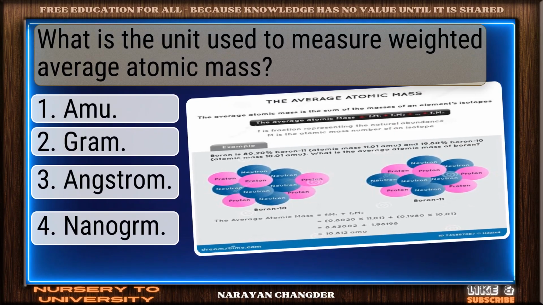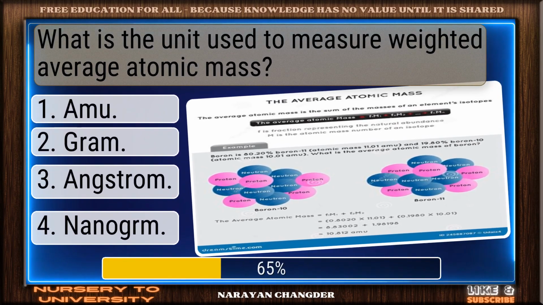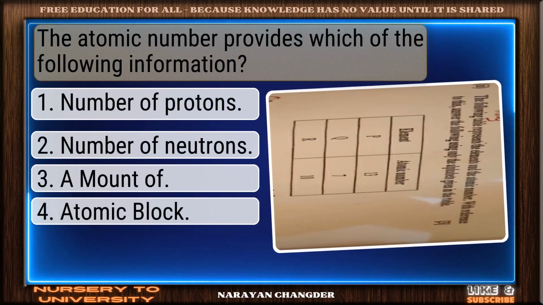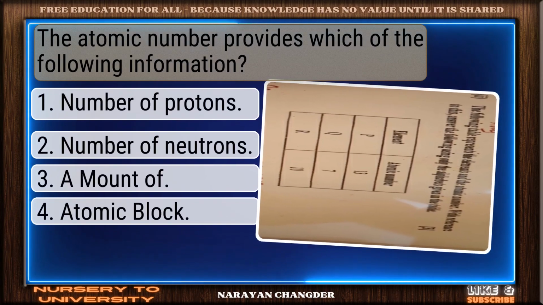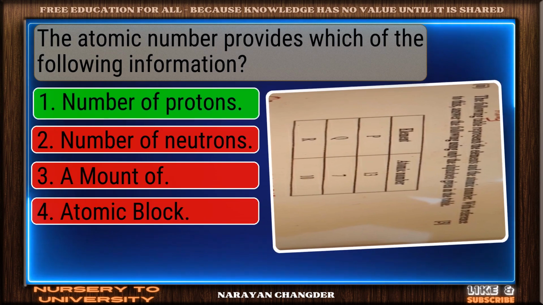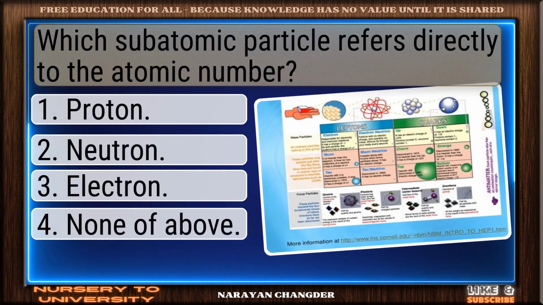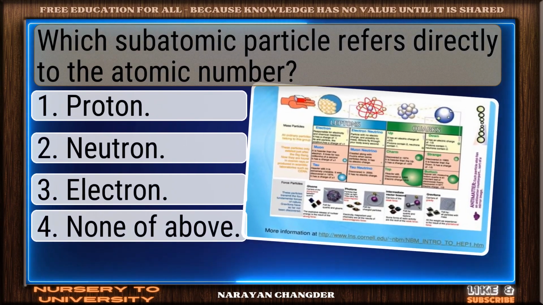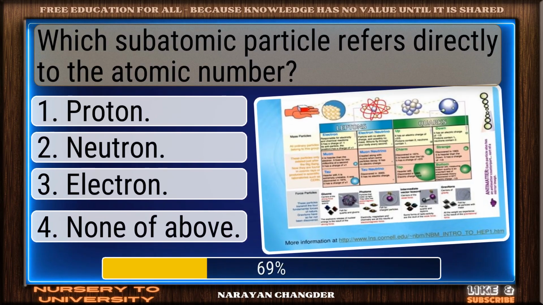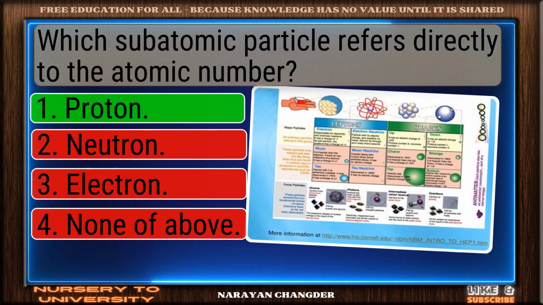What is the unit used to measure weighted average atomic mass? Excellent choice. Mu is the right answer. The atomic number provides which of the following information? Bravo. Number of protons is the answer. Which subatomic particle refers directly to the atomic number? Well reasoned. Proton is the correct choice.